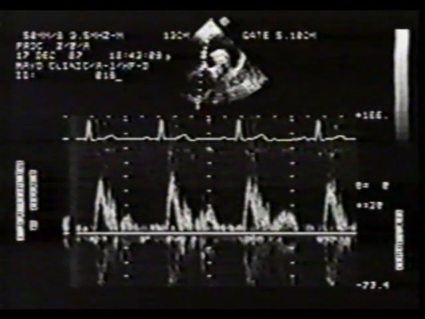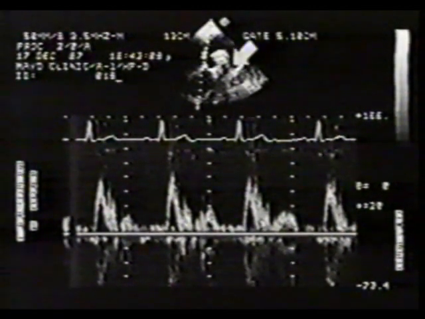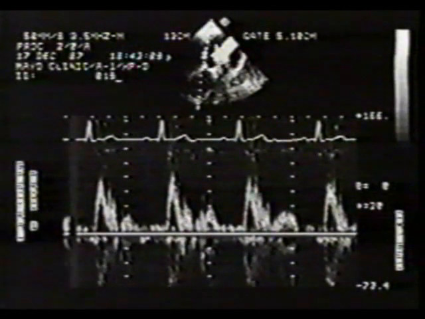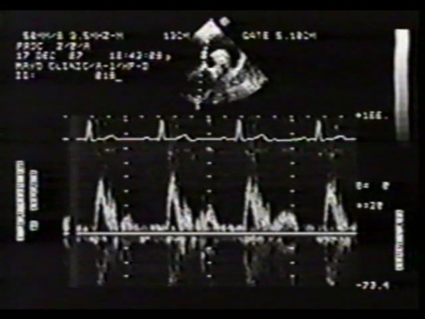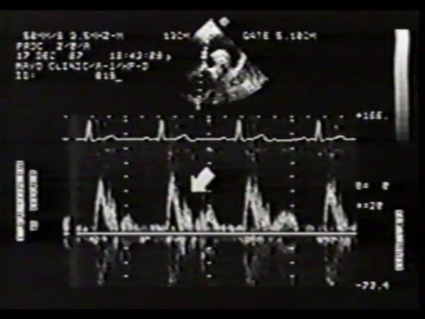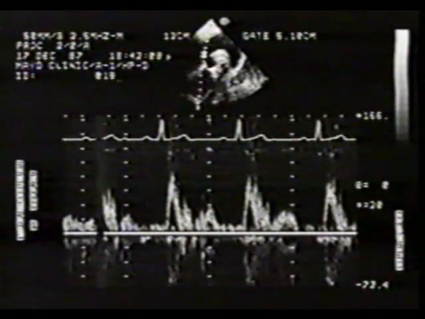The duplex transducer has been placed in the suprasternal notch, and the aortic arch is displayed in long axis. This is the right pulmonary artery in short axis. The Doppler sample volume has been placed in the ascending aorta. Flow in this location is toward the transducer, so the resultant Doppler spectrum is recorded above the baseline. The peak velocity here is 0.8 meters per second.